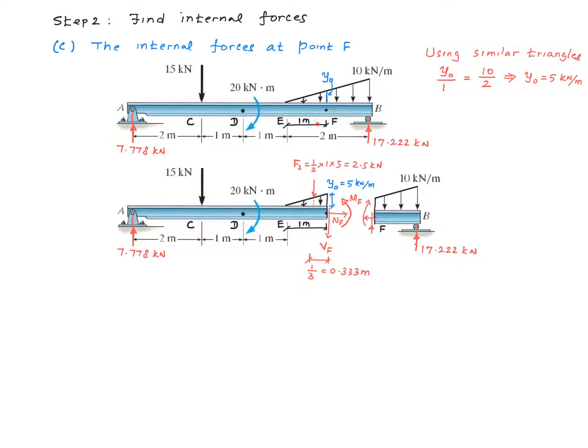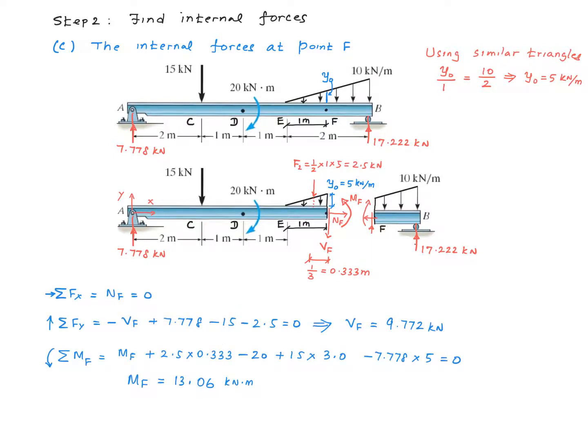Keep in mind that for this point, you could also use the right side to find these internal forces if you are willing to deal with this trapezoidal distributed load. Well, we'll use the left side here. Here are the calculations. We get a value of 0 for the axial force NF, a value of 9.772 kilonewton for the shear force V sub F, and a value of 13.06 kilonewton meter for the bending moment MF.